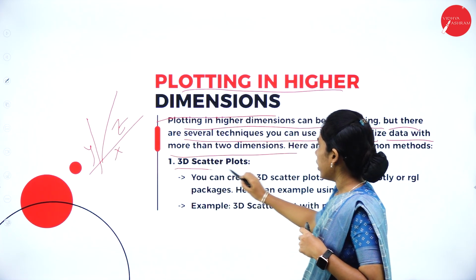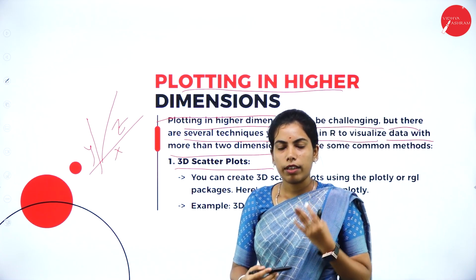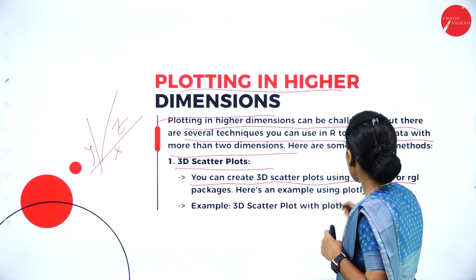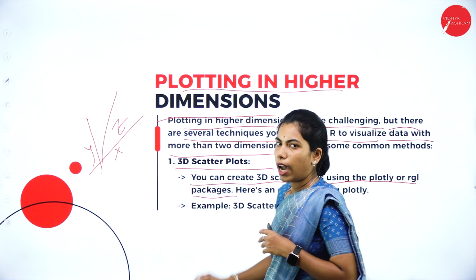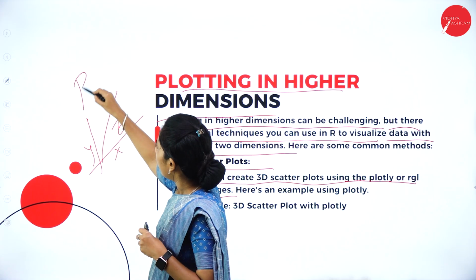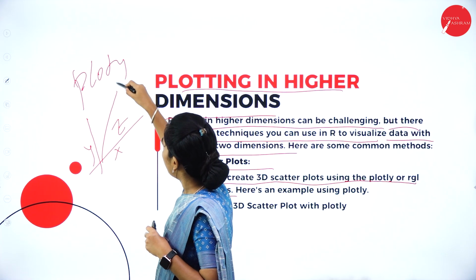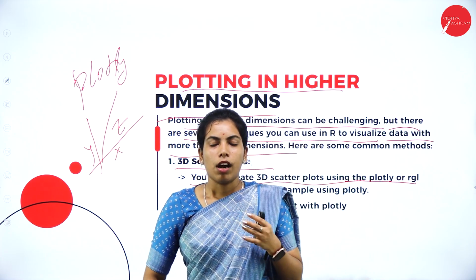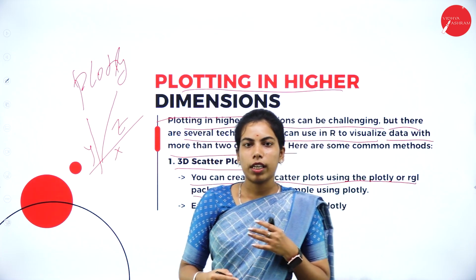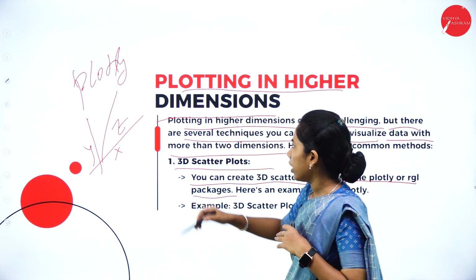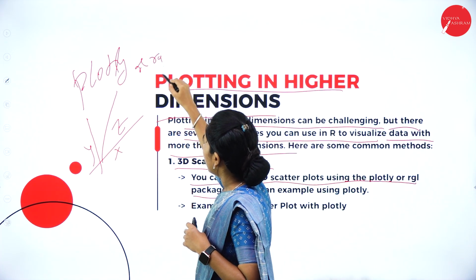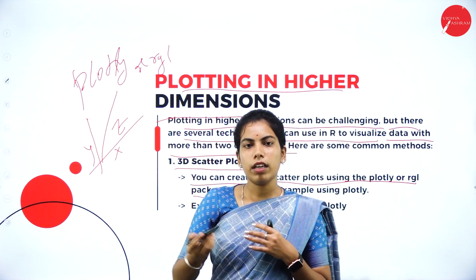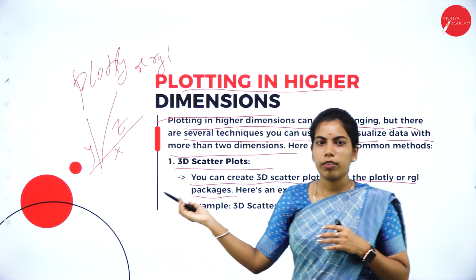And also the 3D scatter plot. Under that, the first point is the 3D scatter plot. You can create a 3D scatter plot using plotly or rgl. Plotly is nothing but a plot library. All are case sensitive, all lowercase, not capital letters. So here you can see rgl. There is no scientific name for it; whoever developed the rgl package gave it that name.